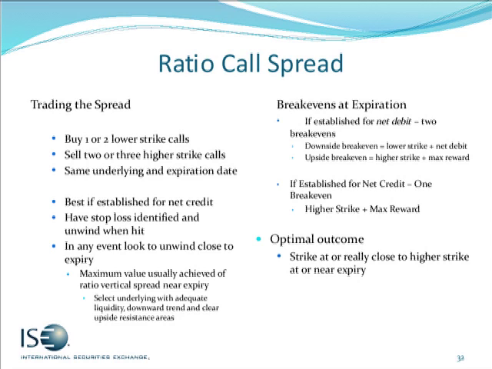The break-evens at expiration: if established for a net debit, there are two potential break-evens. The downside break-even is the lower strike plus the net debit. The upside break-even is the higher strike plus the maximum reward. If established for a net credit, there's only one, the higher strike plus the maximum reward. Your optimal outcome is really good, with the underlying at the higher strike at or near expiration.